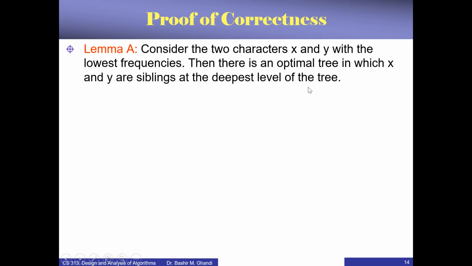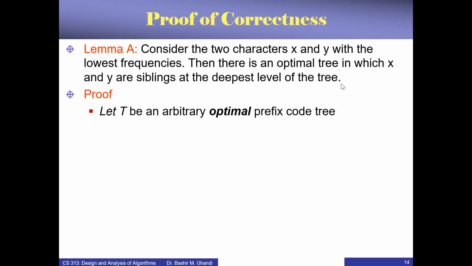Remember, we said the greedy property of the Huffman is that it is trying to put those characters with the least frequency at the deepest level. So this lemma is saying that if we follow through with this idea, we will have an optimal tree. That is, consider two characters x and y with the lowest frequency. Then there is an optimal tree in which x and y are siblings at the deepest level of the tree. Okay, so this is what we're going to prove.